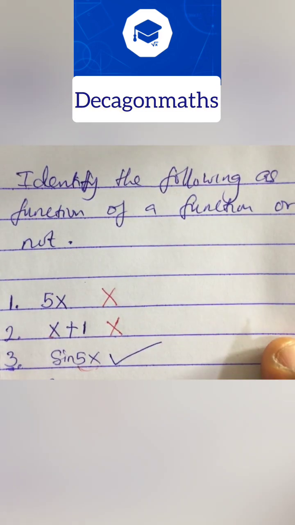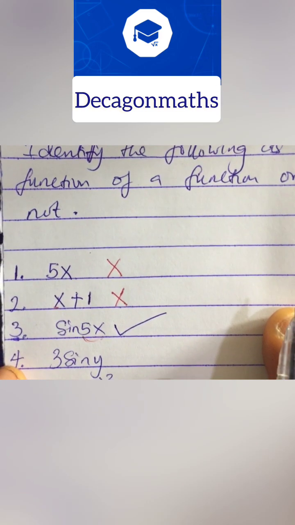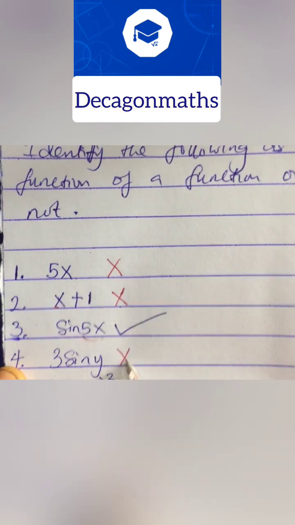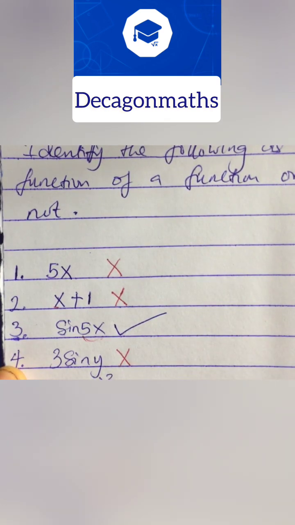And then the next one, we have 3 sine y. Is this a function of a function or not? Alright, this is actually not a function of a function, because once we know the value of y, we can find the value of 3 sine y. For example, if y is 30 degrees, if we know the value of sine 30, then we multiply by 3. So this is not really a function of a function. This is a direct function.